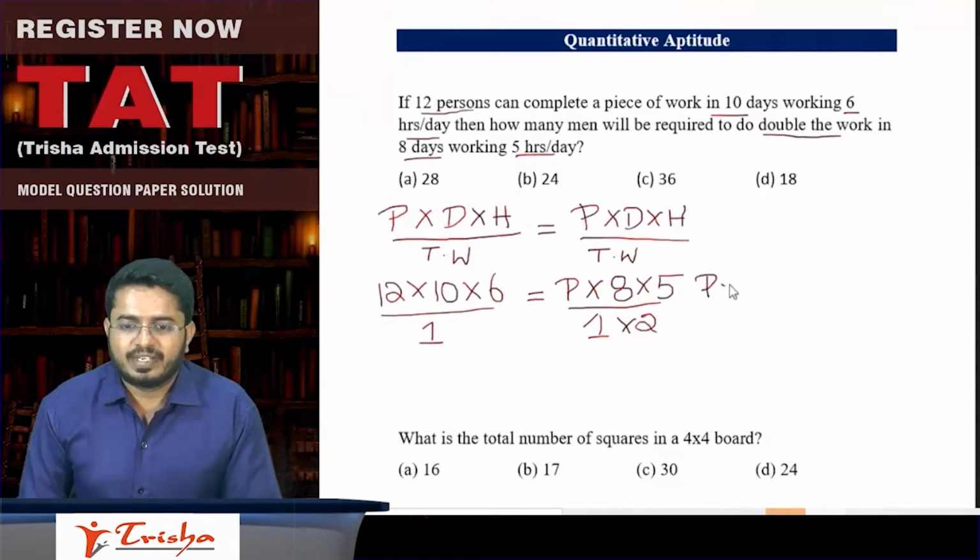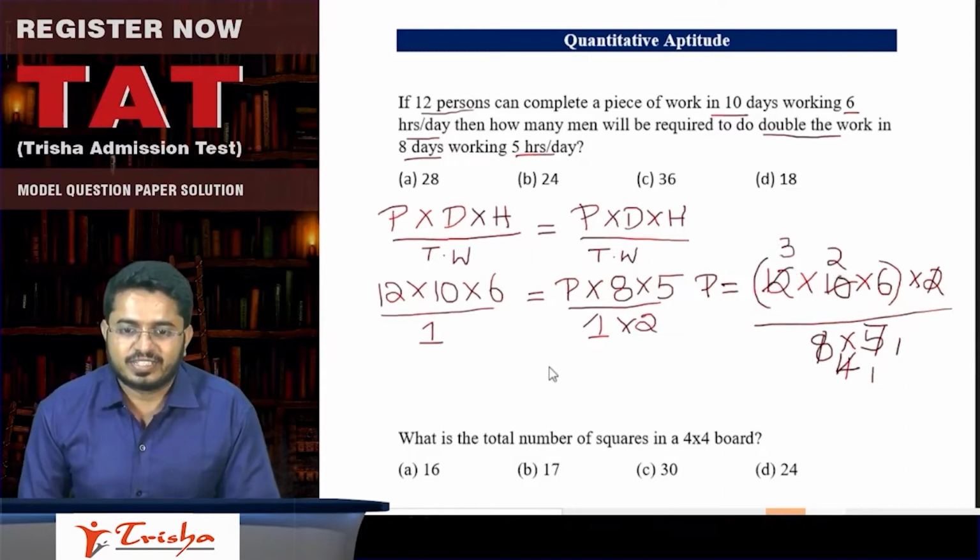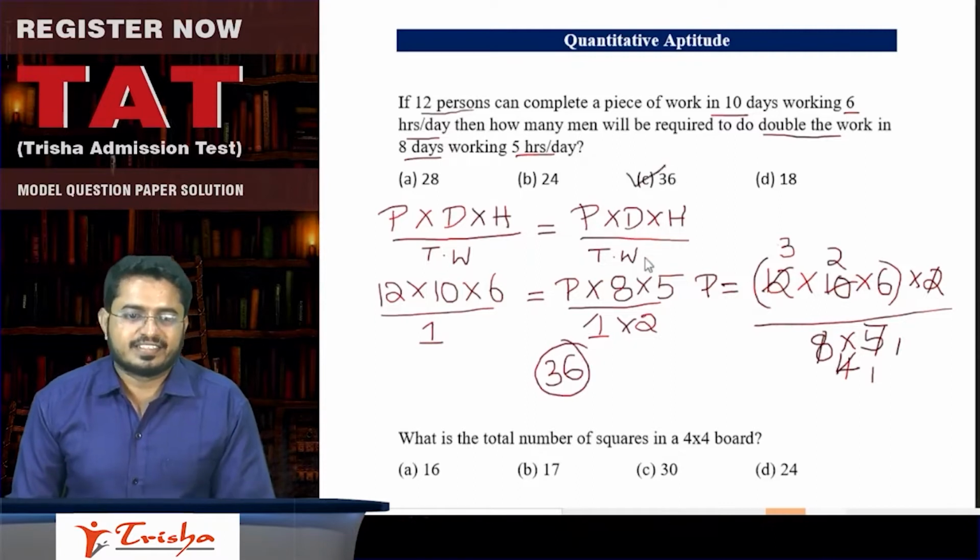So P is equal to 12 into 10 into 6, and this will be multiplied by 2, correct? The 2 which is in the denominator will go to the other side and become multiplication, divided by 8 into 5. Now we are done with this. 5 ones are 5, 2s are 2, 1s are 2, 2 2s are 4, 4 ones are 4, 4 3s are 12. So 3 into 2, 6, 6 into 6, 36. So how many men are required? You require 36 men here. The right answer is 36.